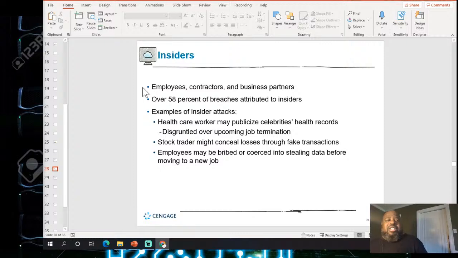I think that number is a little lower now. Over 58% of breaches are attributed to insiders. Healthcare workers may publicize celebrity health records, disgruntled over job termination. Stock traders might conceal losses and fake transactions. Employees may be bribed or coerced into stealing data before moving to a new job.